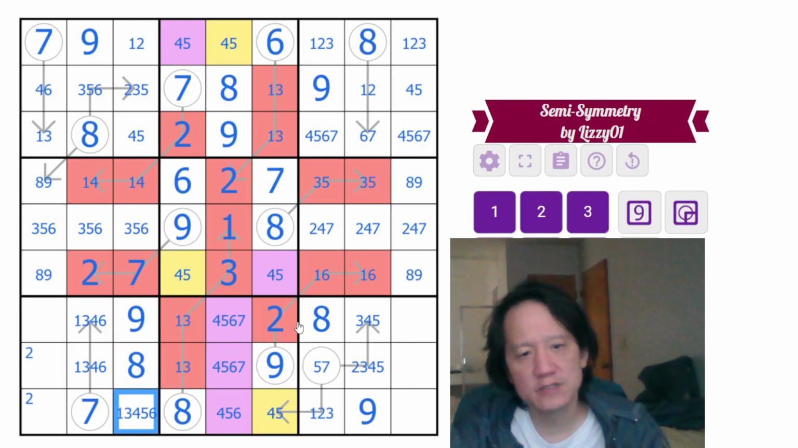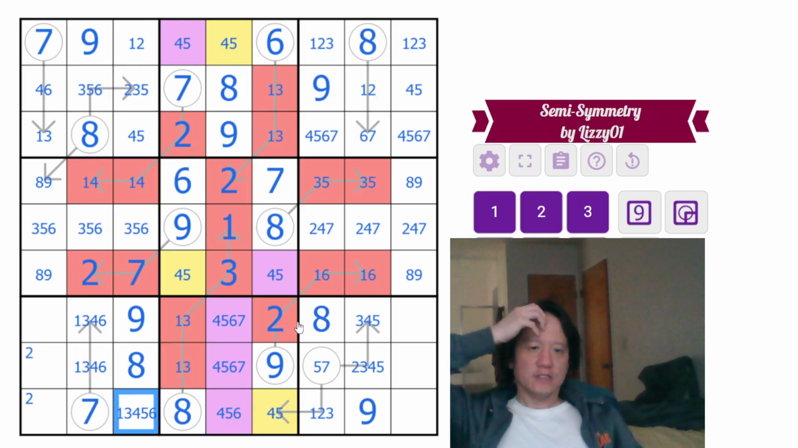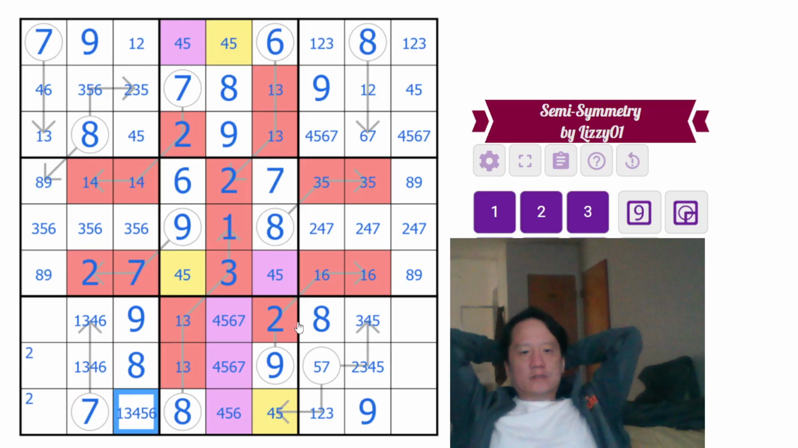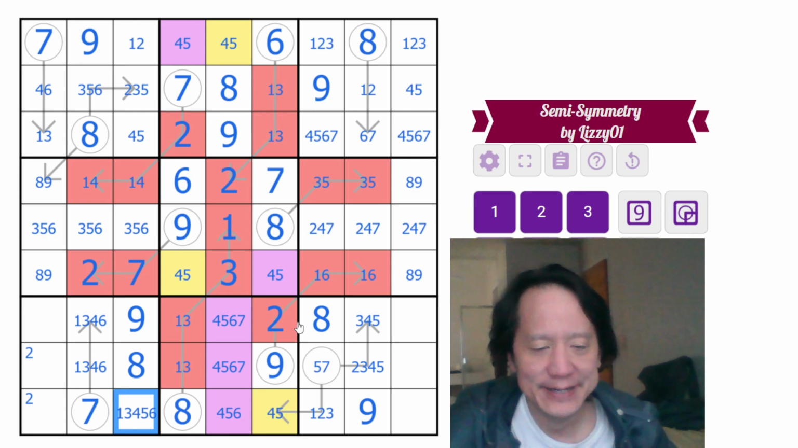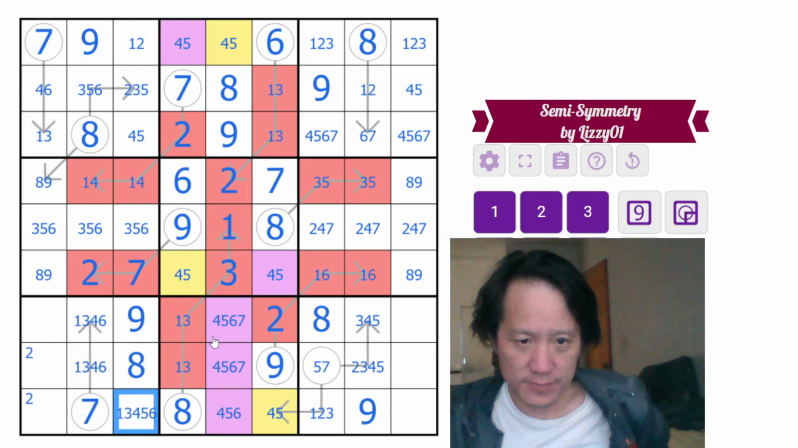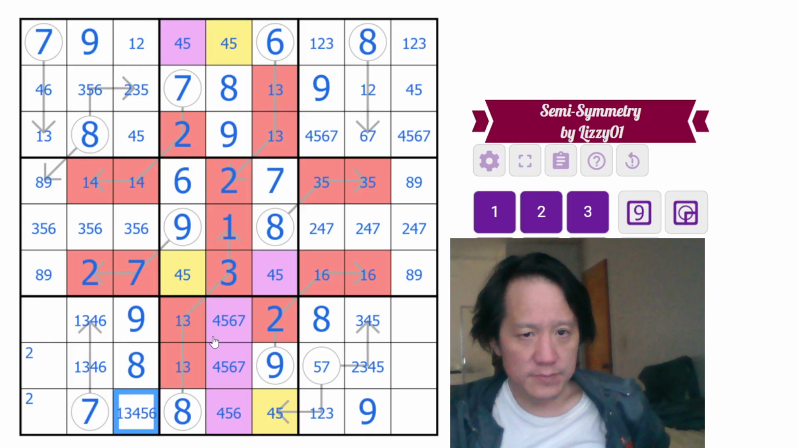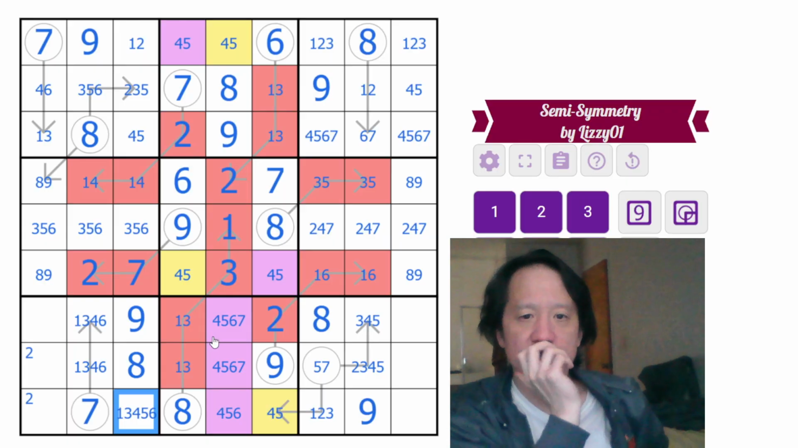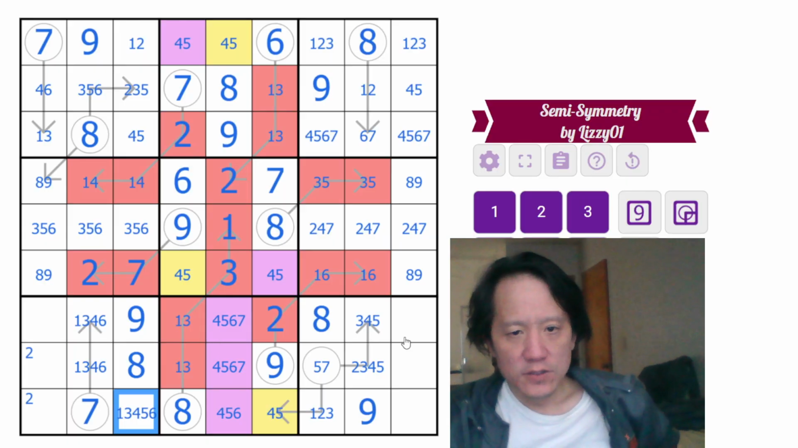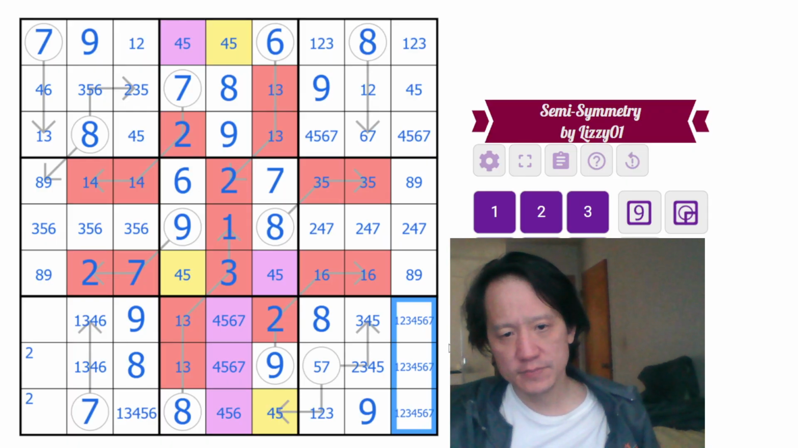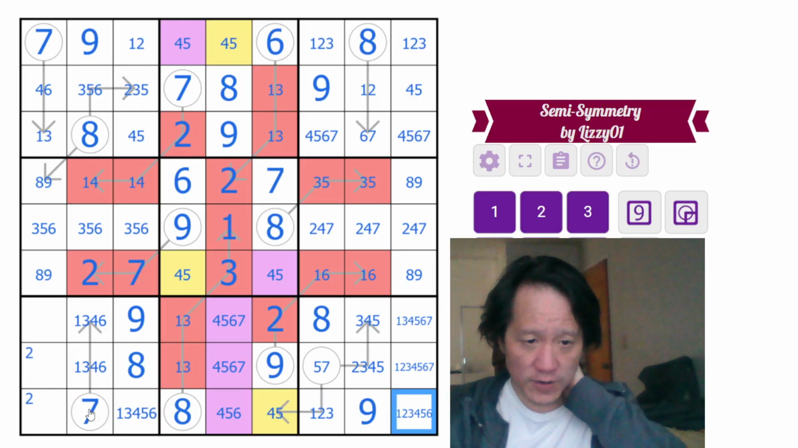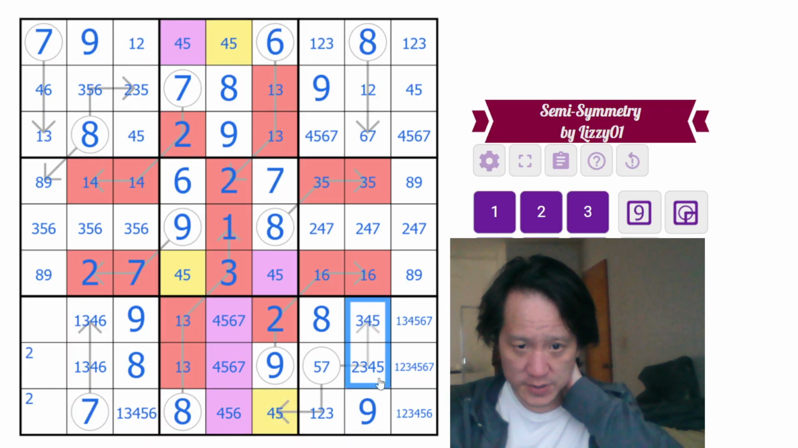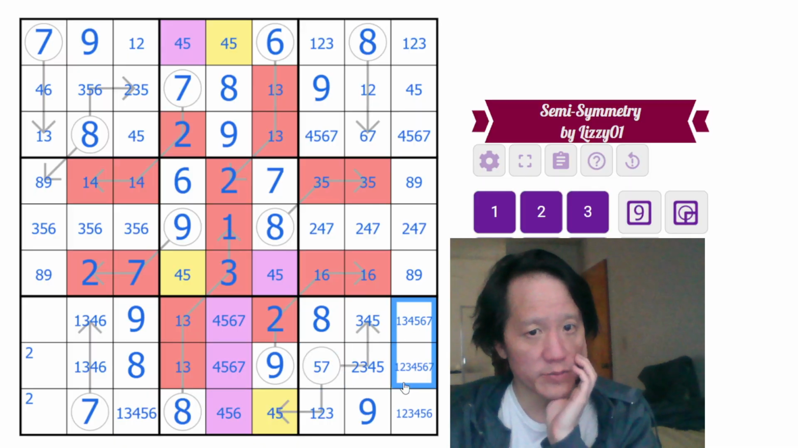Man, still complex. So this is 1 through 7. Obviously, this can't be 2. This can't be 7. So therefore, the 7's here. This can't be 7. Oh, shoot, no. One of those 3 could be 7.